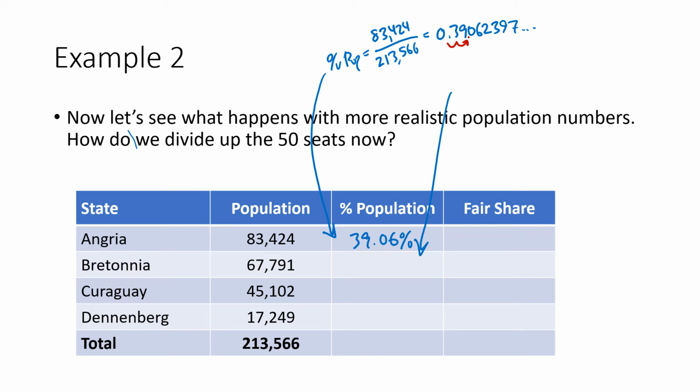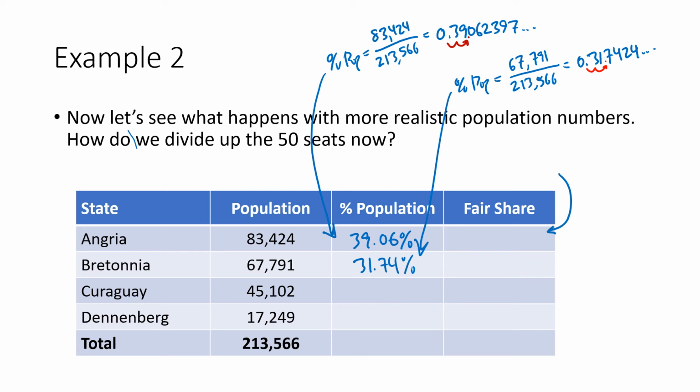Let's do state B, same basic idea. The percentage population is going to be the population of that state, 67,791, divided by the total population, 213,566. So again, grab my calculator, type that in, 67791 divided by 213,566. That's going to work out to be 0.317424 and so on. So I'm going to put that into a percentage, move that decimal place 2 spaces. So I'm going to get 31.74% and so on. I can do C and D the same way.